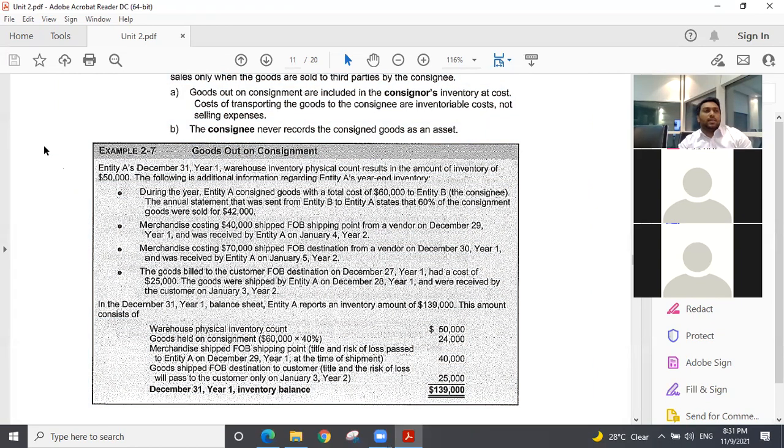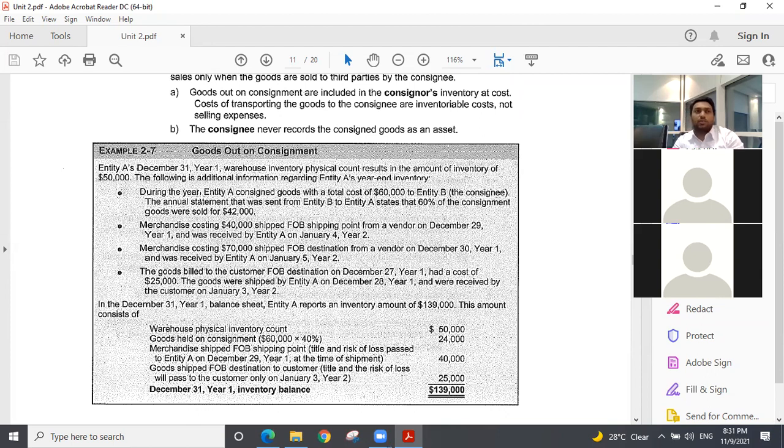Entity A, December 31st, year one. Warehouse inventory physical count results in an amount of inventory of 50,000. Okay. The following is additional information regarding entity A's year-end inventory. There are a few transactions during the year. Entity A consigned goods with a total cost of 60,000 to entity B. The annual statement sent by entity B to entity A states that 60% of the consignment goods were sold for 42,000.